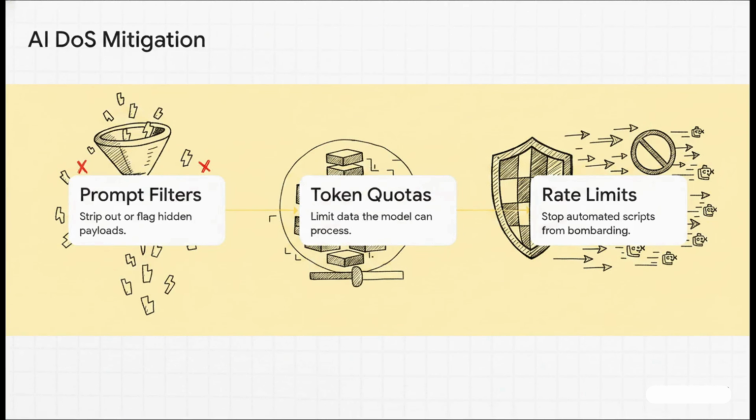So mitigating these AI-specific DOS attacks really comes down to a layered defense. Step 1, you implement those prompt filters we just talked about. Step 2, you've got to heavily manage your token quotas, strictly limit how much data the model is allowed to process per request. And Step 3, enforce rigid API rate limits. That stops automated scripts dead in their tracks before they can bombard your front end.